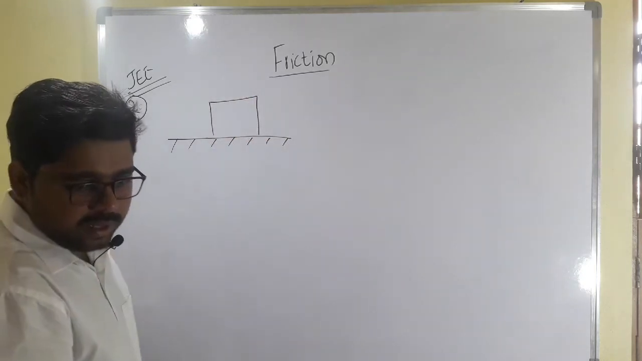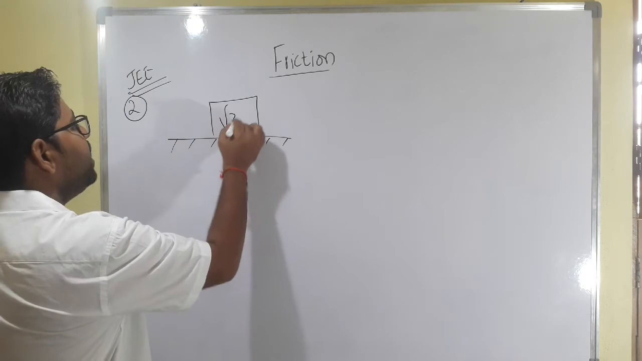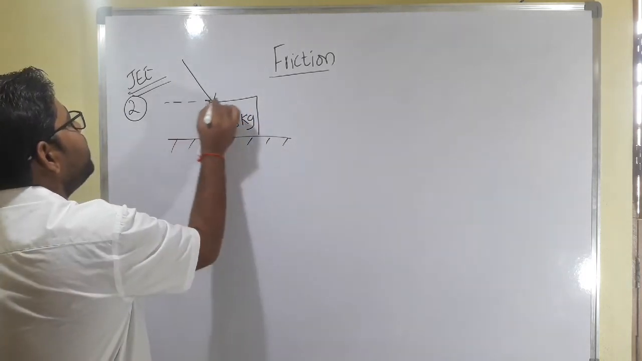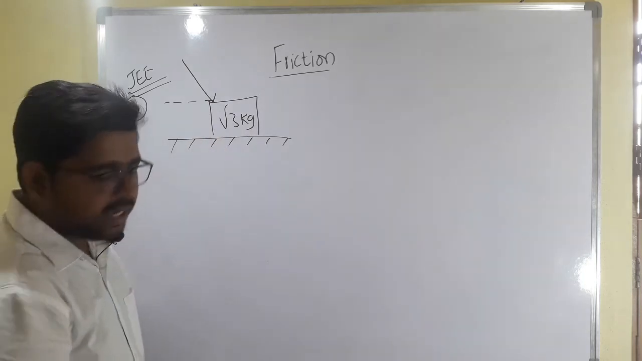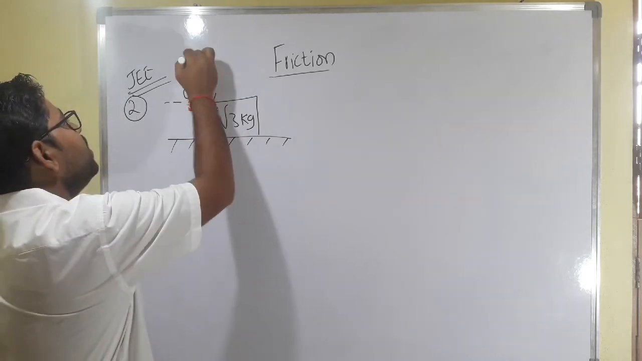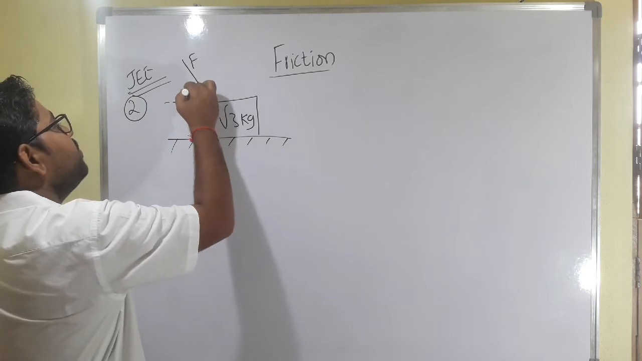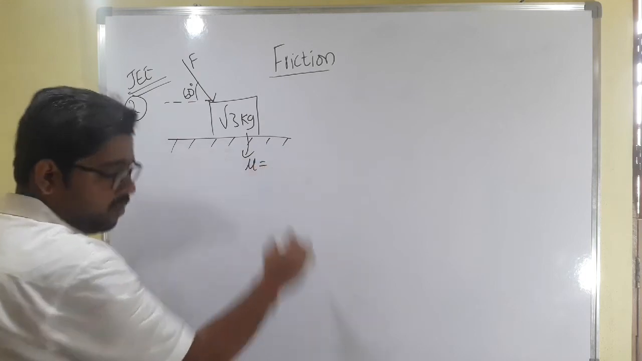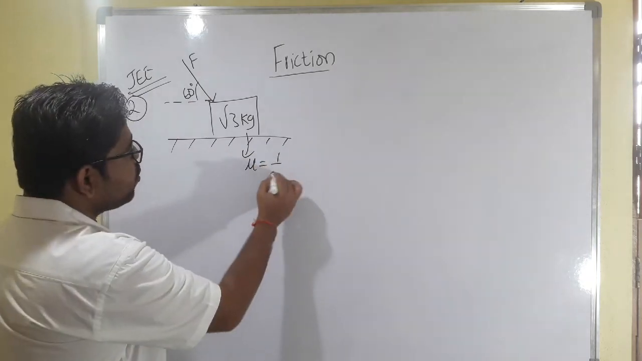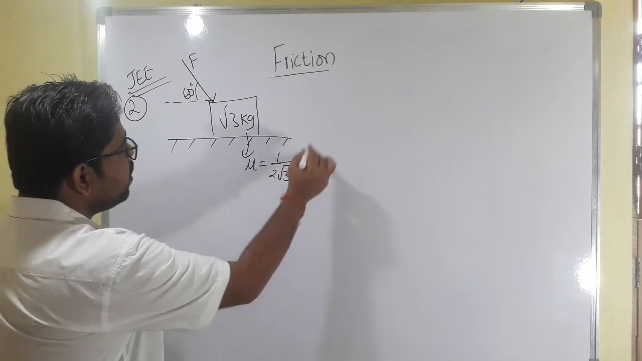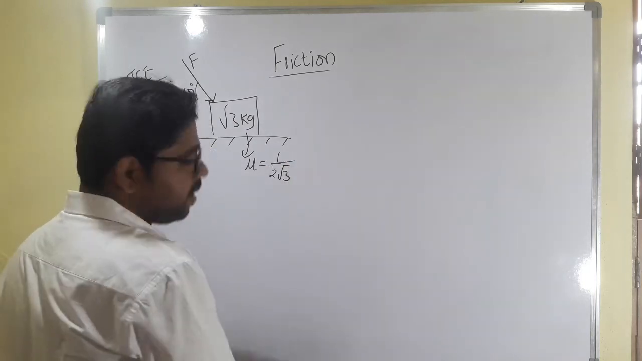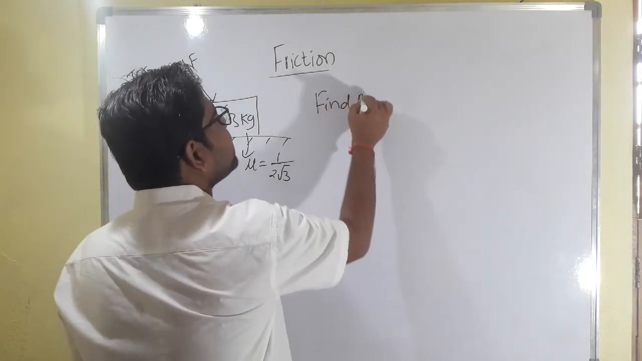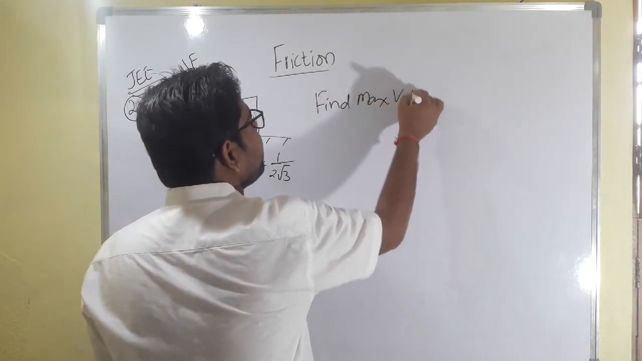See, this body is of mass root 3 kg, and the force is exerted in this direction, making an angle of 60 degrees. But the value of force is not given. Simply they have said it is F, and the value of mu is given. Mu is equal to 1 by 2 root 3. The question is: find the maximum value of F.